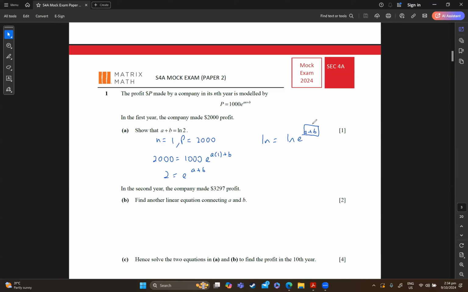Okay, so what you can do is bring down the power to the side. Take note, ln e equals 1. So A plus B equals ln 2.